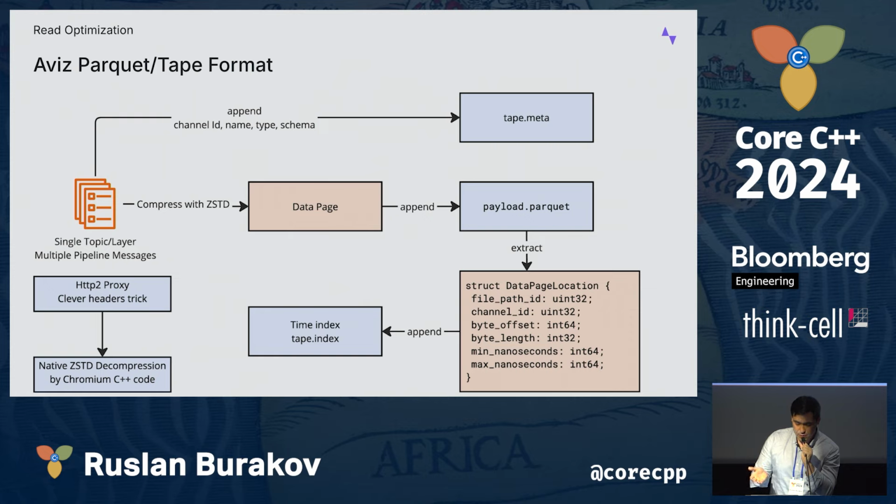After that, the client uses this time index to request only the needed parts of Parquet, and through some clever HTTP2 headers trickery, it's decompressed natively by the Chromium ZSTD part. For example, it's much faster than Wasm ZSTD decompression.